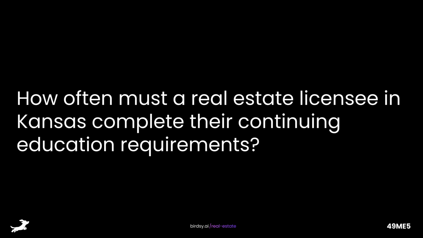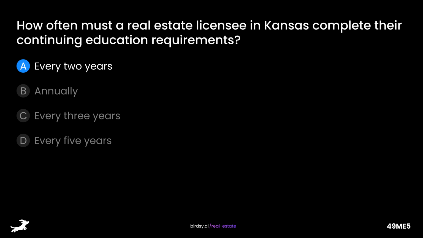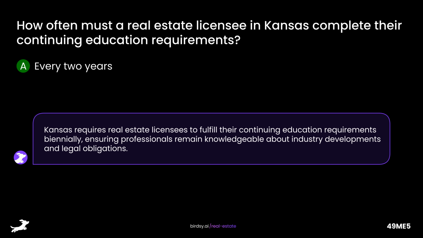How often must a real estate licensee in Kansas complete their continuing education requirements? Is it A, every 2 years, B, annually, C, every 3 years, or D, every 5 years? The answer is A, every 2 years. Kansas requires real estate licensees to fulfill their continuing education requirements biennially, ensuring professionals remain knowledgeable about industry developments and legal obligations.